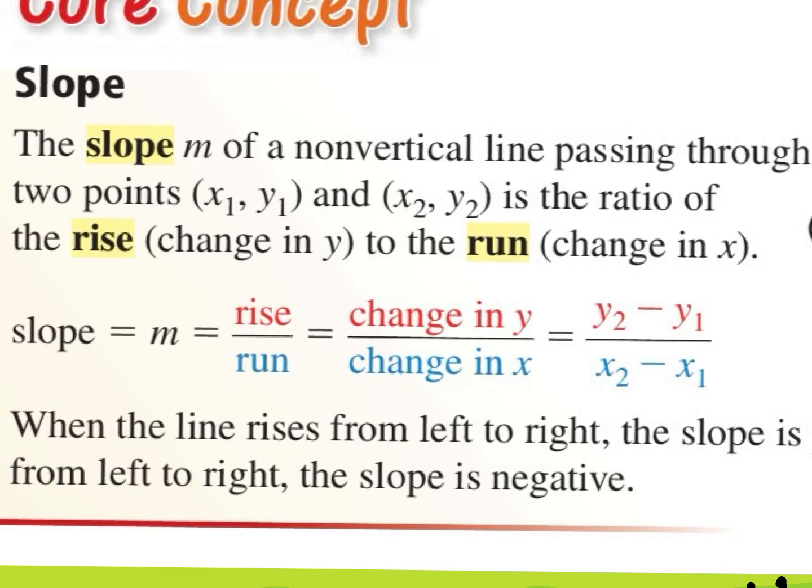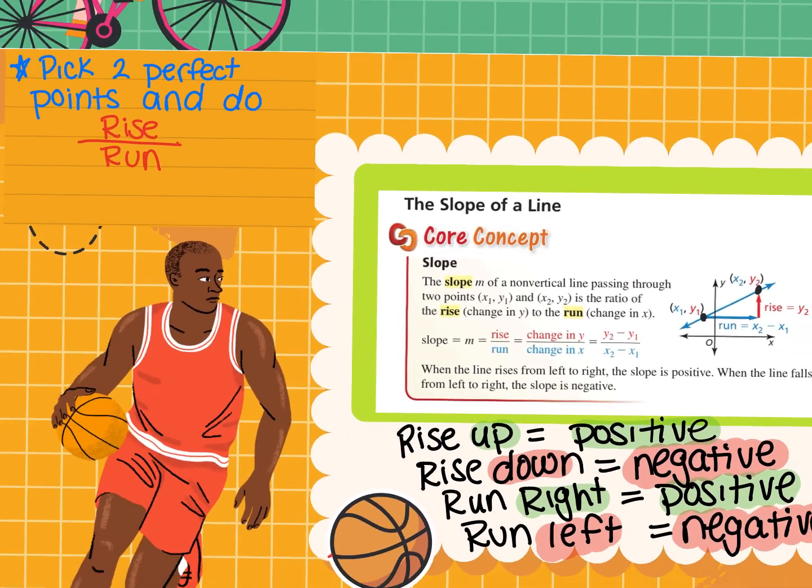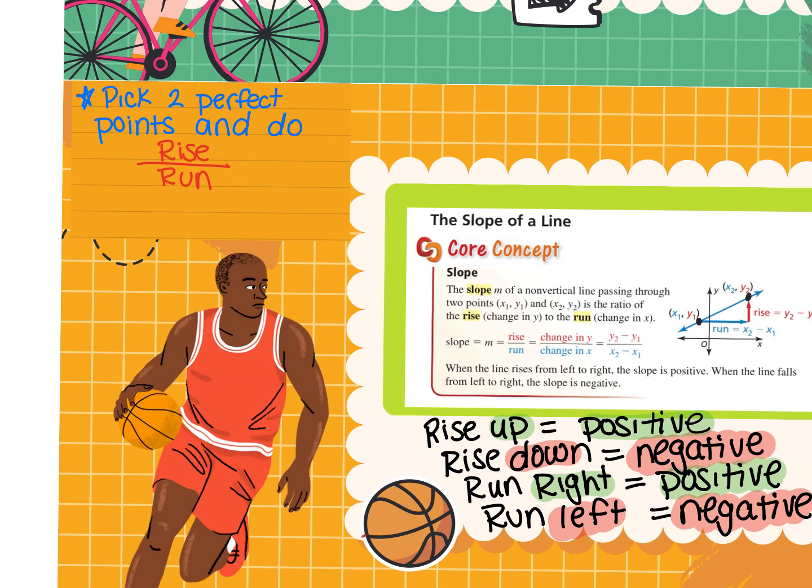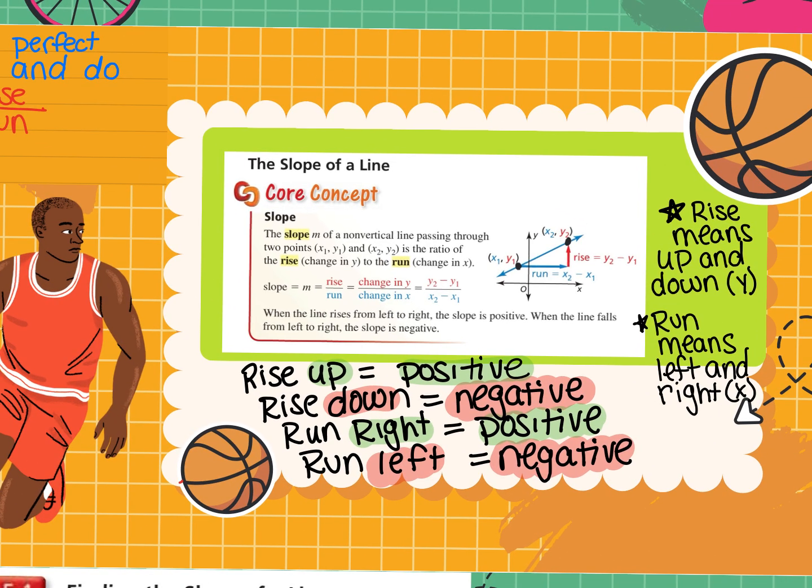Okay, now this other thing right here, this y2 minus y1 divided by x2 minus x1, that's called the slope formula, and we're going to learn more about that another class. But that also is referring to slope. So, a couple things. First of all, I gave you a couple little notes. I said up top, I said pick 2 perfect points and do the rise over the run. We'll do that in a minute. But it says rising up means a positive number and rising down means a negative number. If you run to the right, that's a positive number, and if you run to the left, that's a negative number. That's going to become important when we're trying to figure out the slope of a line.